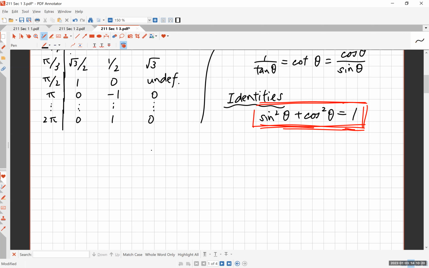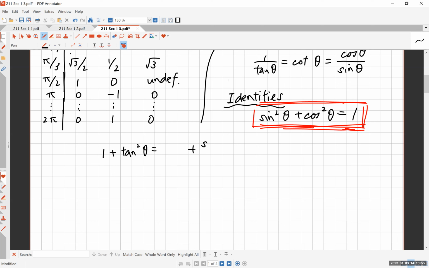I'm not going to give you a whole bunch, but you should know, for instance, 1 plus tangent square. If you forget, it's not really hard to remember.